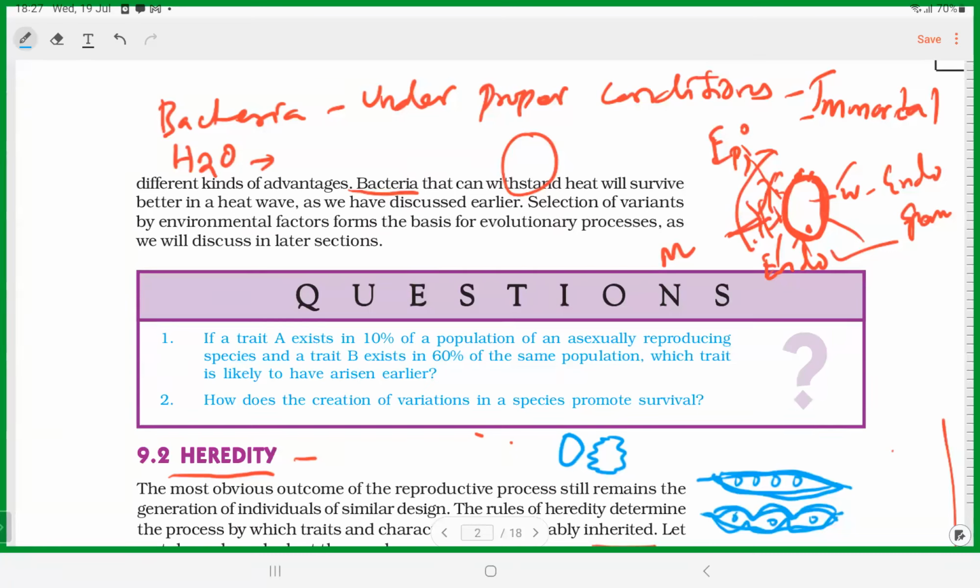Boring, yeah? Alone. Please know about these terms. Okay, read that yellow book.